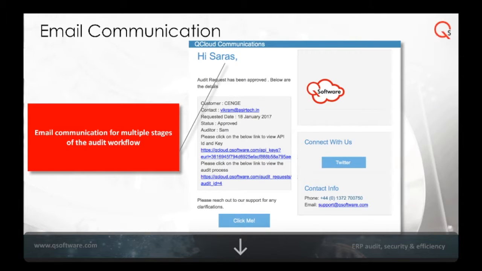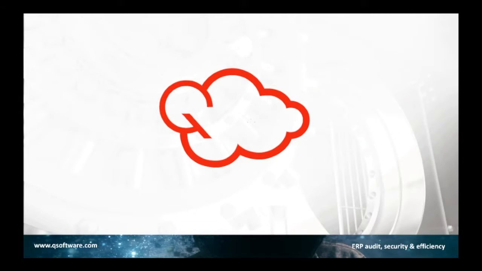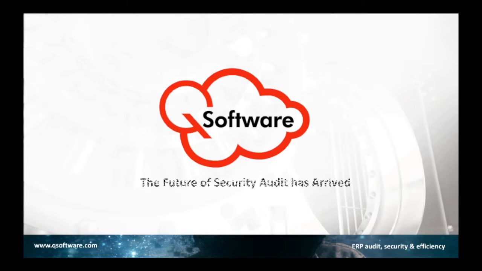This is an example of email communication from the cloud. This one specifically is for the download of the agent to a customer. But we do have various forms of communication coming out from the Q Cloud to the customer once they are in the audit process. So what I'm going to do now is start out with a demo of the software, and you'll be very interested in seeing what the future of security from Q Software brings you.